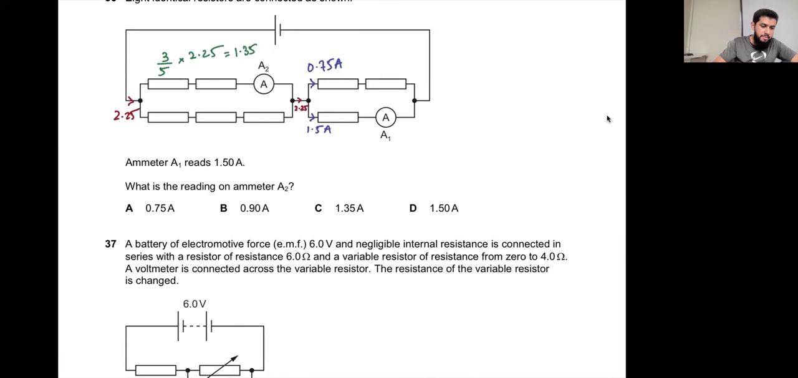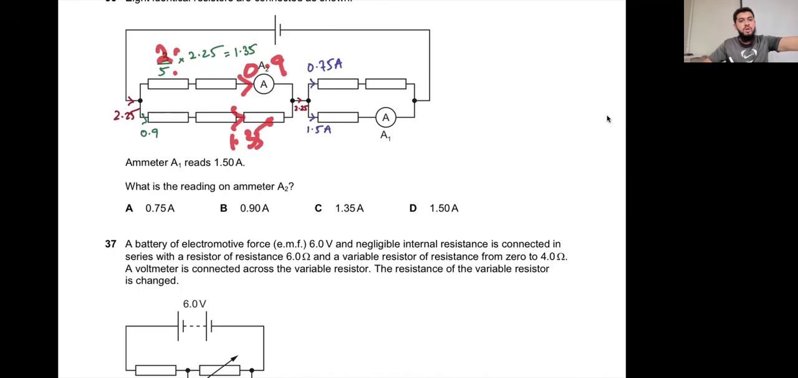And 2 divided by 5 into 2.25, 0.9. You will have 0.9 here. The reason I'm saying don't fall for that trap is if you go with 2 upon 5 here, this one gets 0.9, and then this one gets 1.35.